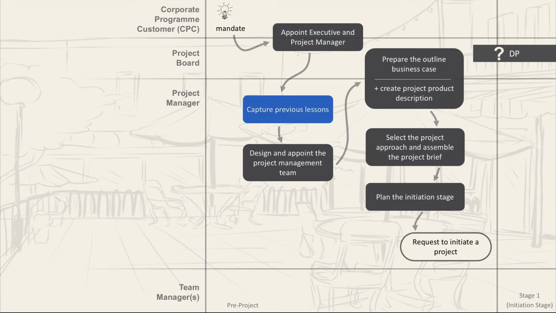The next activity is capture previous lessons. So here we create the lessons log. And the lessons log is used to gather lessons that will be useful for this project. We can gather the lessons on post-its or a database or a spreadsheet, but here again I will use another Trello card.